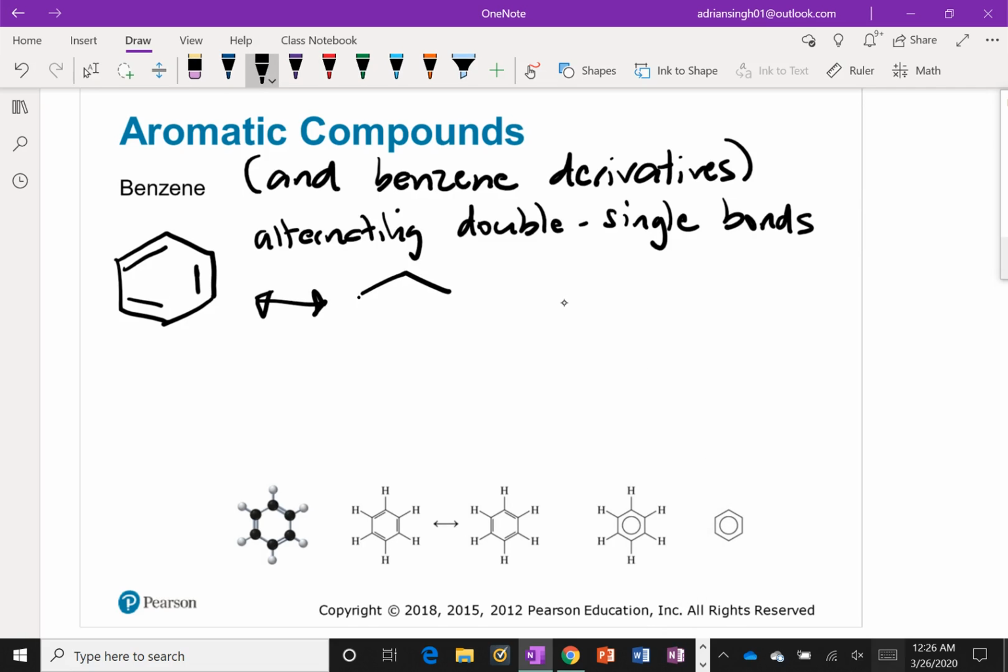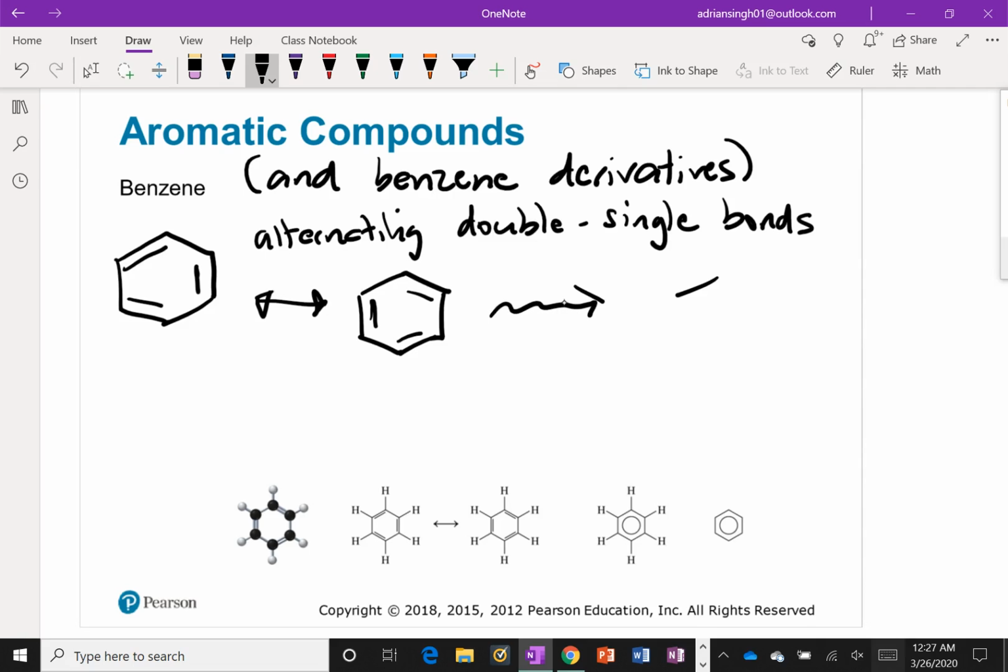And sometimes you'll see benzene being drawn with the double bonds in different locations, right? So sometimes you'll see it drawn that way. Well, the truth is those lines don't actually represent where the double bonds are located. The electrons of the double bonds are actually free to move around the ring structure.